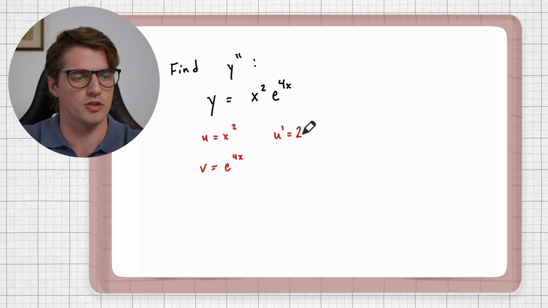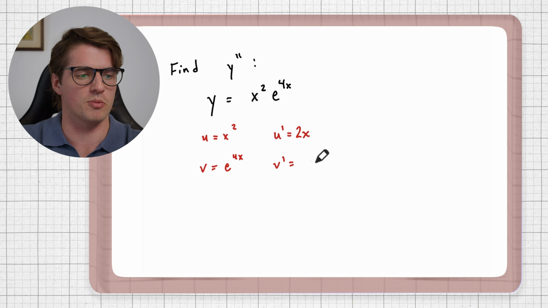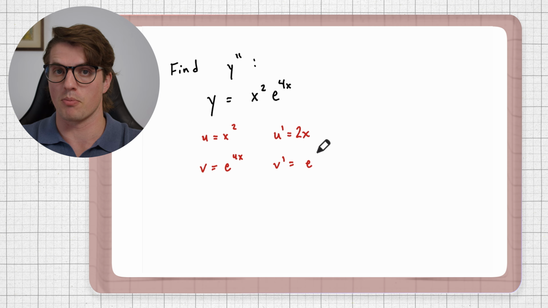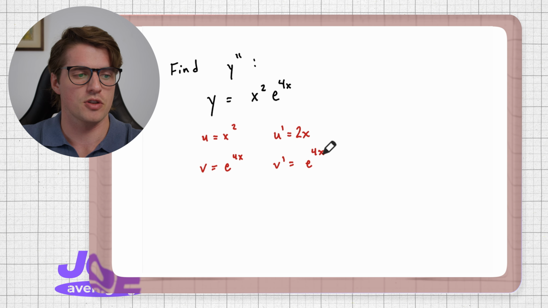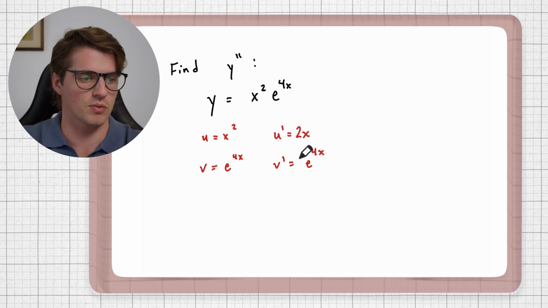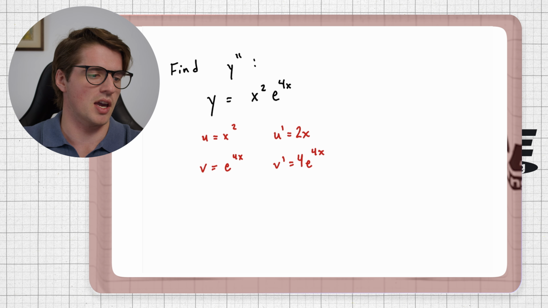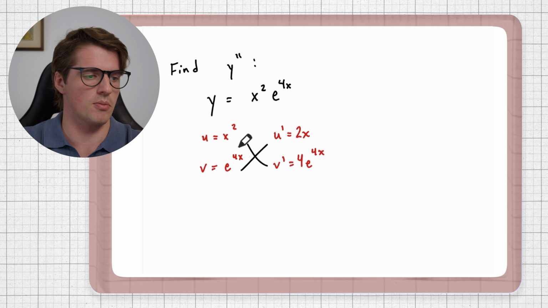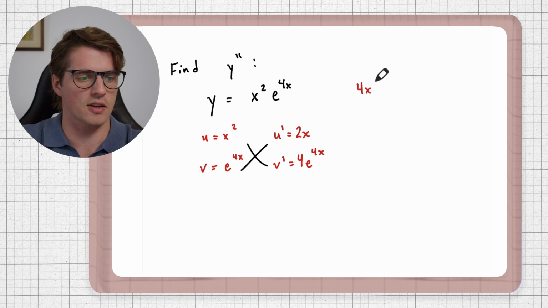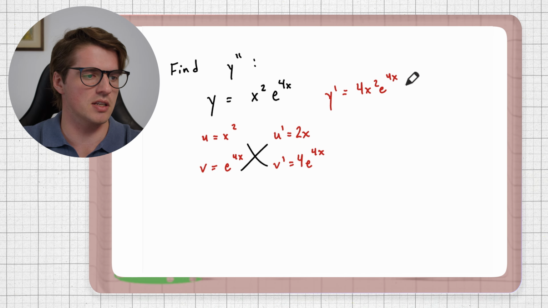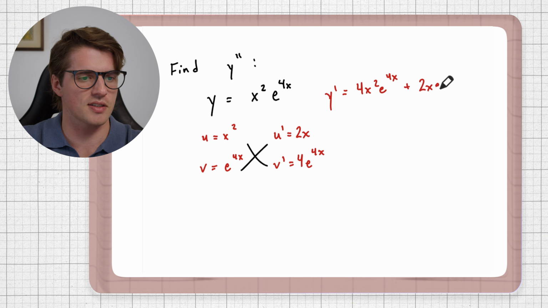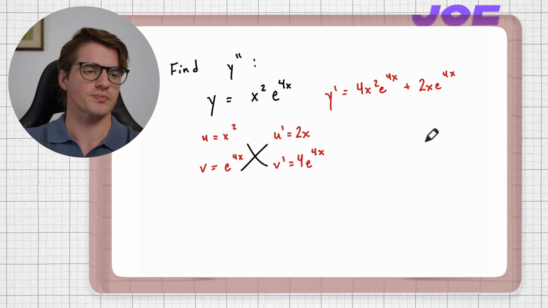But let's keep doing this process for now. U prime would be 2x. V prime would be e to the something is just e to the something times the derivative of the inside, which is 4. Okay, and so we will multiply across like so. We have 4x squared e to the 4x. This is y prime: 4x squared e to the 4x plus 2x e to the 4x.